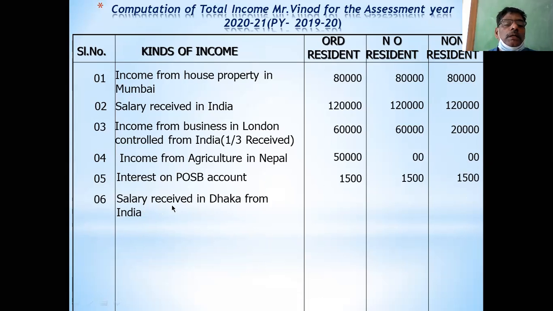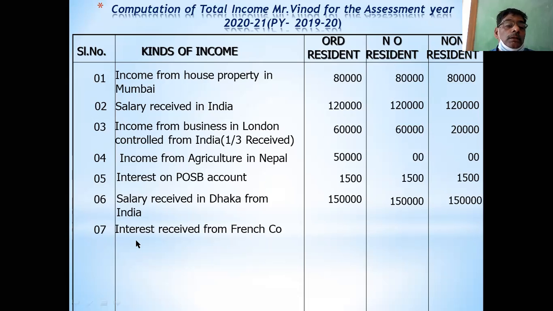Then 6th point is salary received in Dhaka. Salary received in Dhaka, but it is earned from India. It is given by the government of India. Therefore, earning is from India. So it is taxable to all.